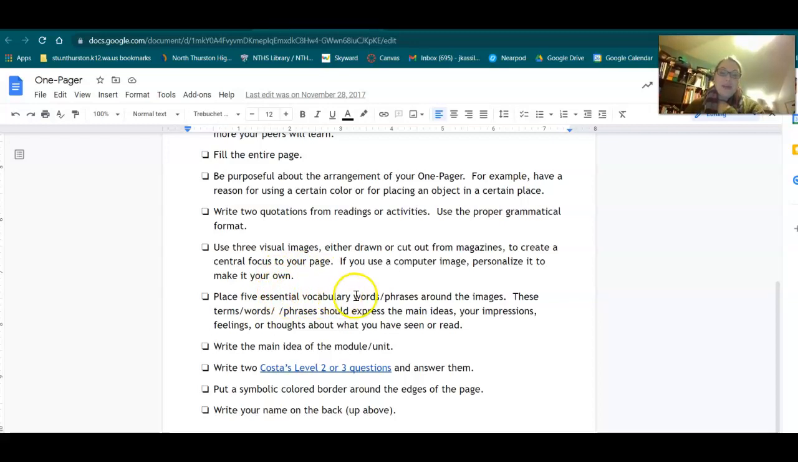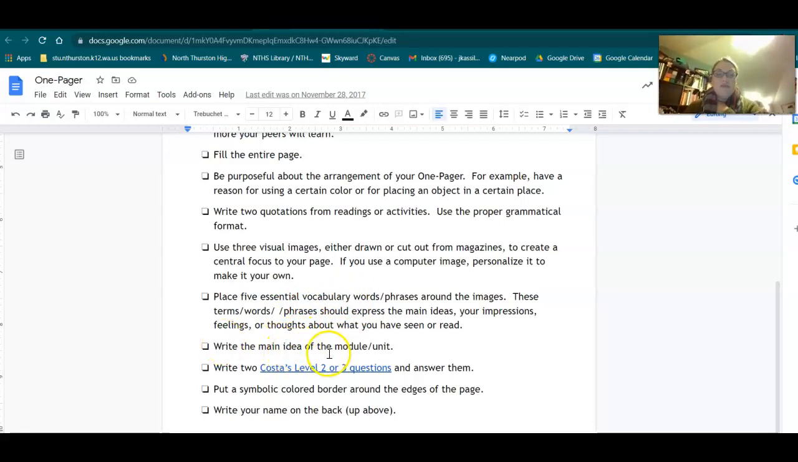Place five essential vocabulary words, phrases around the image. Use these terms, words, or phrases. They should express the main ideas, your impressions, feelings, or thoughts about what you've seen or read. So if you think about for us, five essential vocabulary words, this is going to be variables. This is going to be equations. This is going to be big picture ideas. So if you draw some diagrams of some of the problem-solving things you know how to do now, there might be some keywords that go along with them, some definitions of terms, some equations that help you analyze that situation.